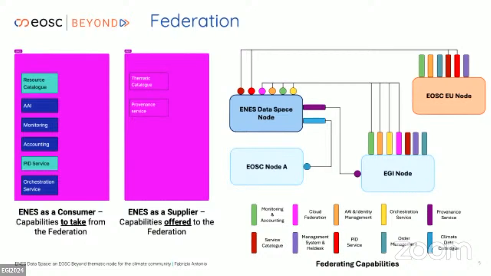Node. By the way, we can distinguish between two roles for the ENES pilot node. ENES as a consumer, which means that it will integrate the core services and capabilities from other nodes into the federation, acting as a provider for those capabilities. And on the other side, we have ENES as a supplier, meaning that the ENES node plans to offer new capabilities that may be of interest for other nodes and for several disciplines other than the climate one.